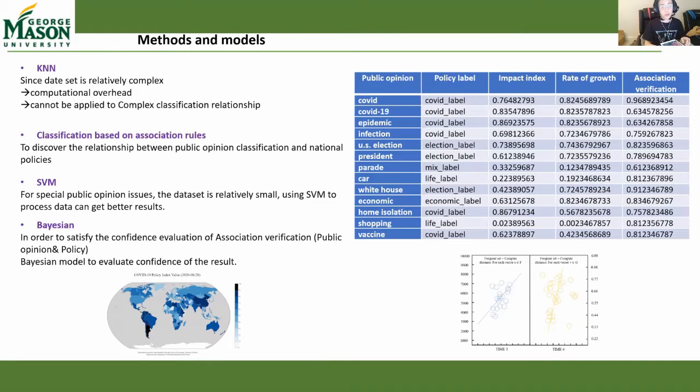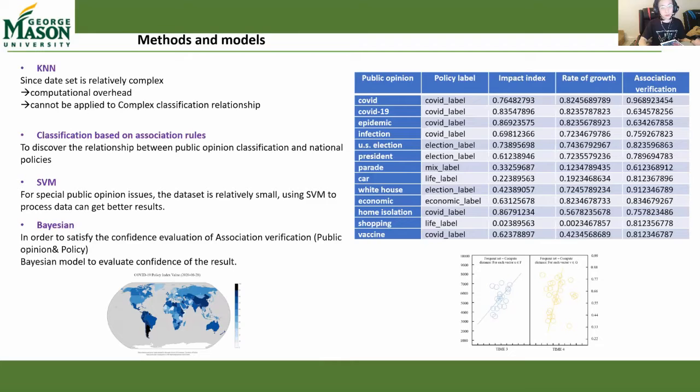I also need to find some reasonable influence factors for the result. So I use classification based on association rules. At the same time, for some special datasets, such as the relationship of public opinion about the White House or the economy, they don't have a very strong connection with national policy. So I found that SVM can work better for those simple datasets.